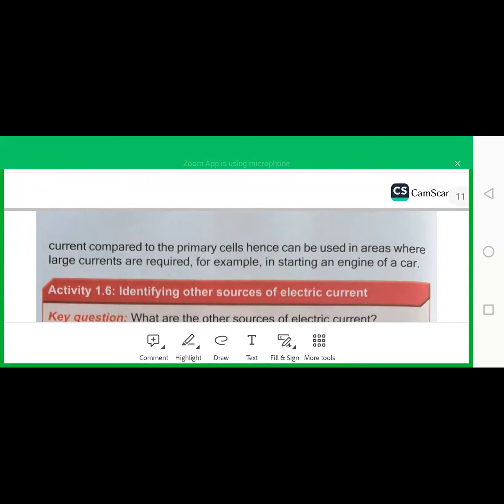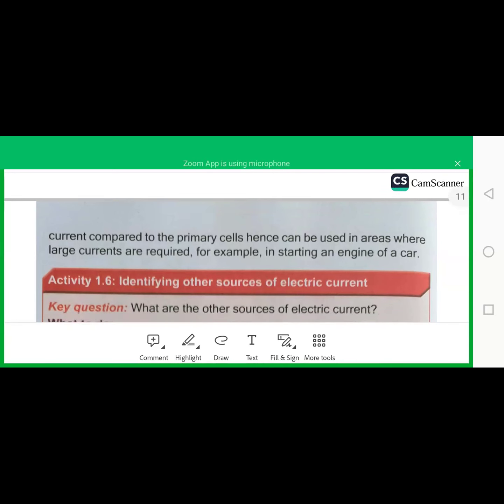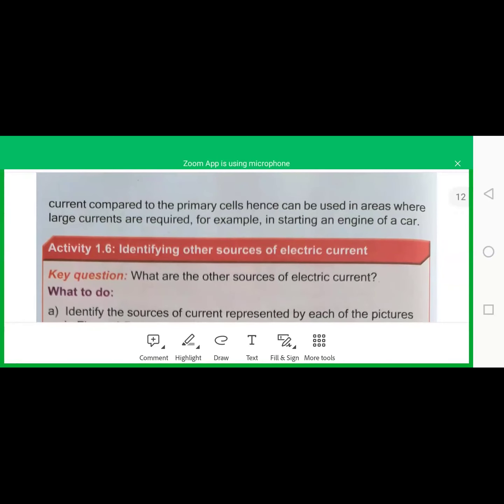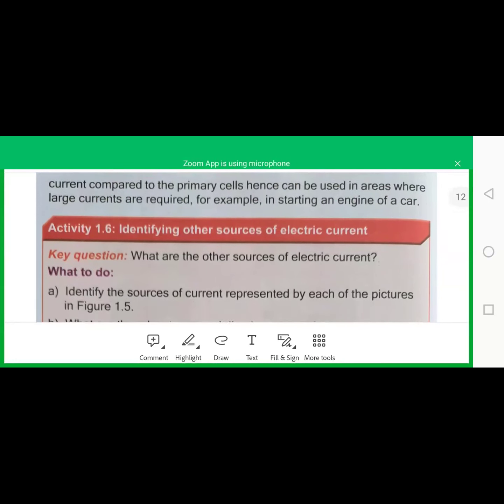You understand that? Remember, we discussed the concept of internal resistance of primary cell versus secondary cell. Identifying other sources of electric current. This work is in Longhorn Book 4.